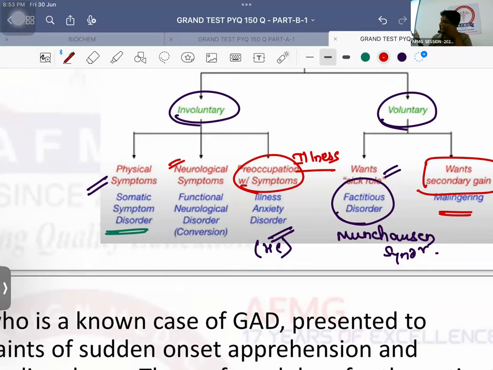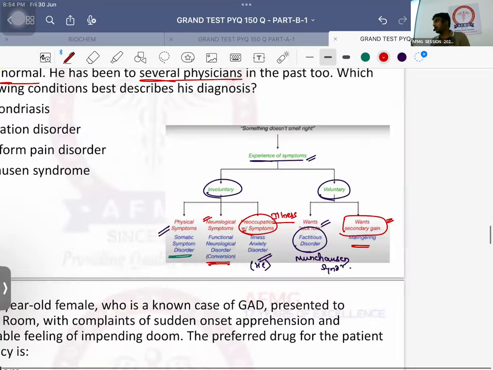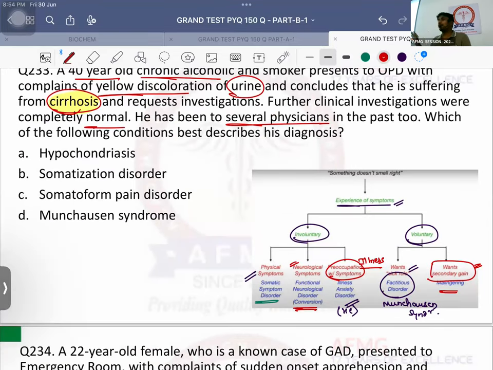And if he is preoccupied with neurological symptoms, then it is a case of conversion. No issues with this. Very easy. Ek do bar chart follow karo, easy ho jayega. Because these are confusing conditions. I tell you, isse better chart mujhe nahi mila aaj tak. I've seen this very easy.